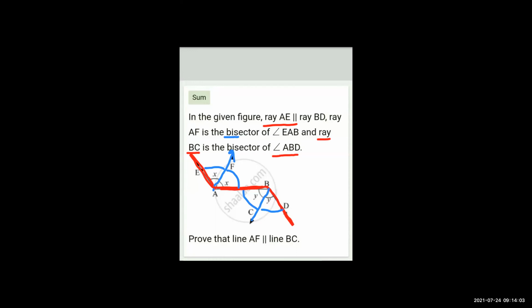Okay, and what we have to prove? We have to prove AF is parallel to line BC. Now see, we have to show this AF is parallel to BC. Now how to solve this example? We will see now.